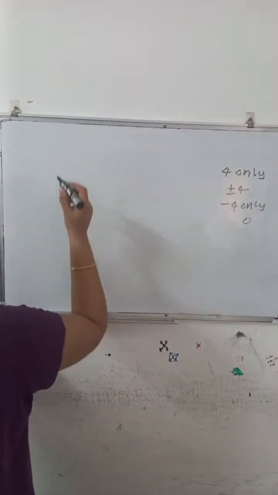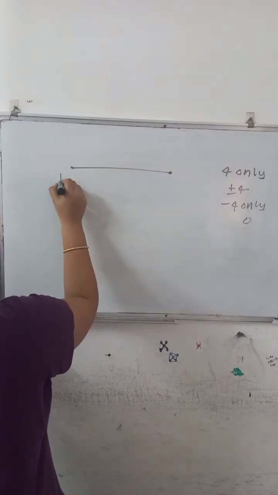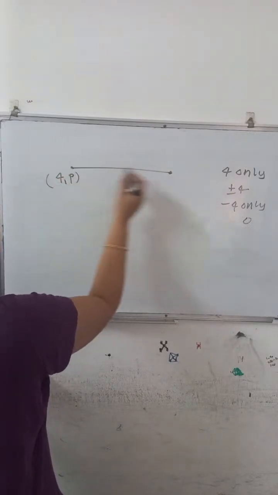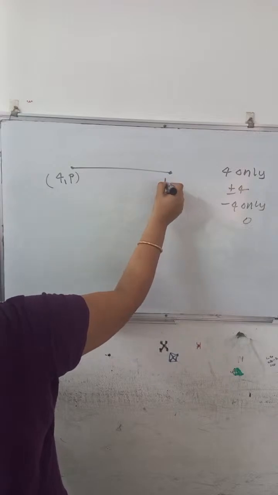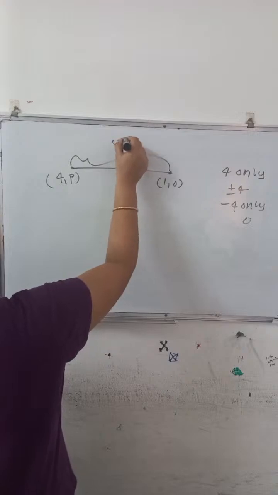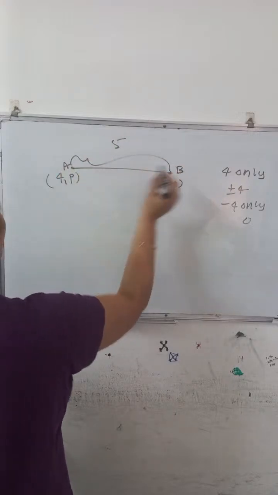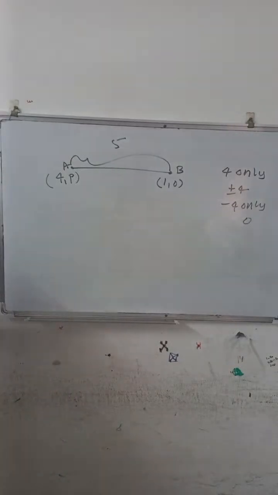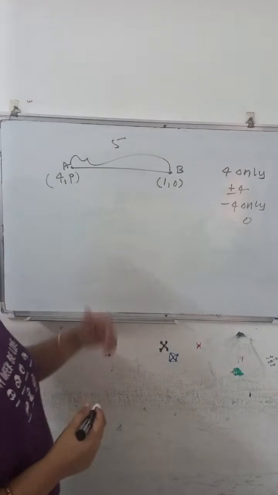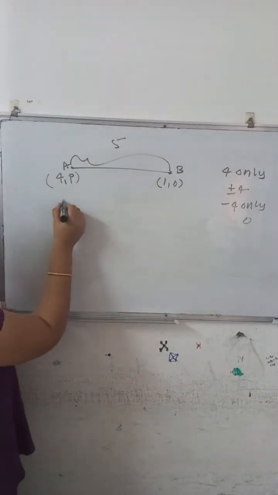These are the options, and they are saying this is a line, and one coordinate is 4 comma P, another coordinate is 1 comma 0, and the distance between these 2 points is nothing but 5 units. I can take this as a point A and this as a point B. So we want to calculate point P, then you can use the distance formula, no? Because length of AB is given here. So what is our distance formula?